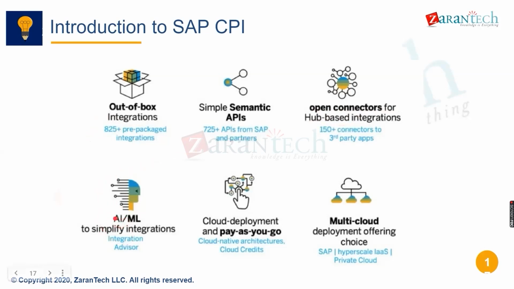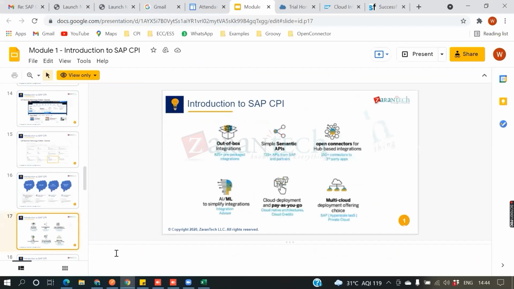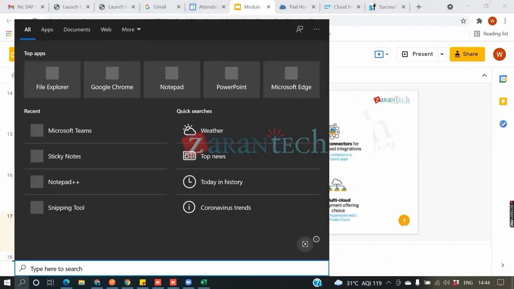Then artificial intelligence. As I told you, the integration advisor completely depends on artificial intelligence, because B2B is a completely automated process. Now, I'll give some depth on what exactly that is. Let me go to this.